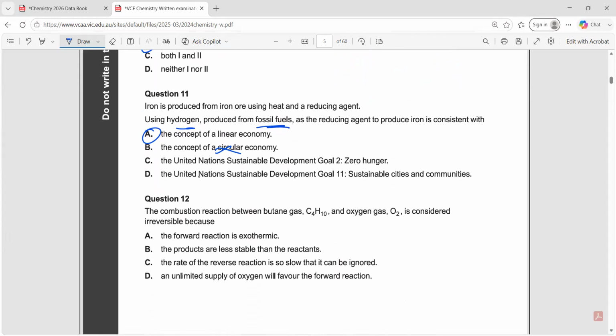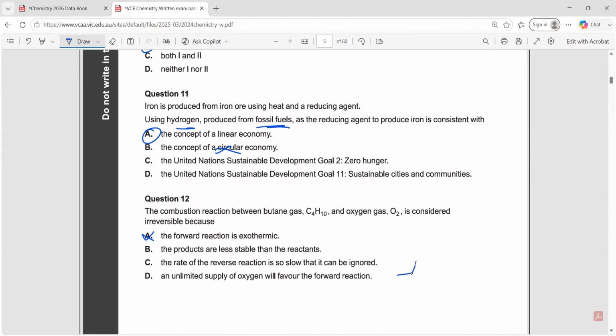The combustion reaction is considered irreversible because the forward reaction is exothermic. The product of the rate of the reaction, unlimited supply of oxygen. The rate of the reverse reaction is so slow that it can be ignored. The forward reaction is exothermic. Well, that's definitely not true, because obviously there's a lot of reactions. The products are less stable than the reactants.